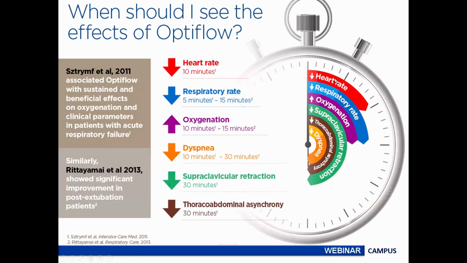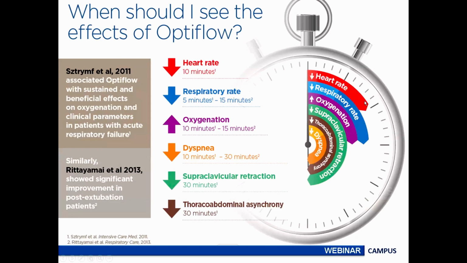Now the heart rate, respiratory rate, and oxygenation changes you can see immediately. In that, heart rate will be the one which you can see fast, but the dyspnea, the thoracoabdominal asynchrony, accessory muscles, etc., will take almost half an hour. So don't expect all these changes immediately. You will have to wait up to half an hour to see these changes.